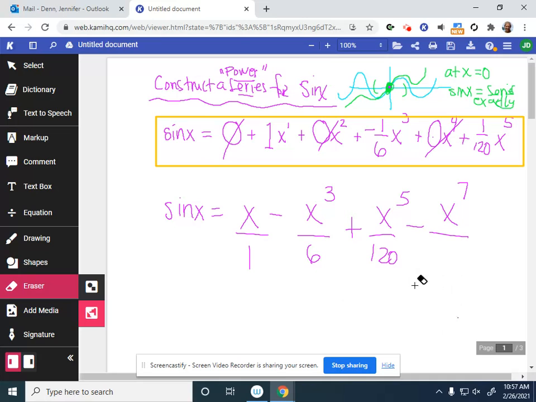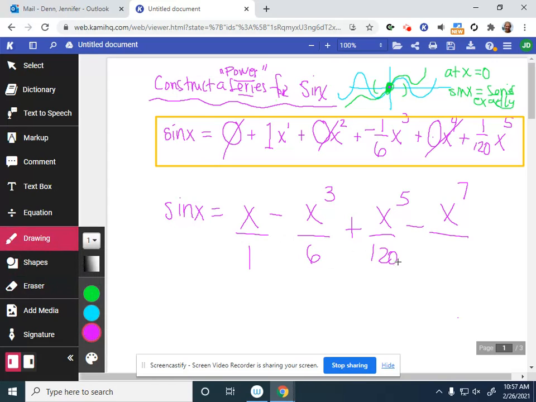Guess what? These bottom numbers are factorials of the power of x on the top. Believe it or not, 1 is 1 factorial, 6 is 3 factorial, 120 is 5 factorial. Oh my God, that's amazing. Factorials actually play a part in trig and Taylor series. It's so crazy.